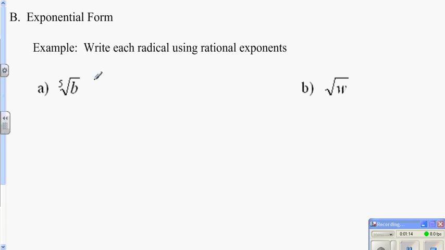Going the other direction is as straightforward. 1/5 root is b to the 1/5 power. And you don't really have to use parentheses. That's good enough. Square root is 1/2 power. This is something we've done before, so this is not new.